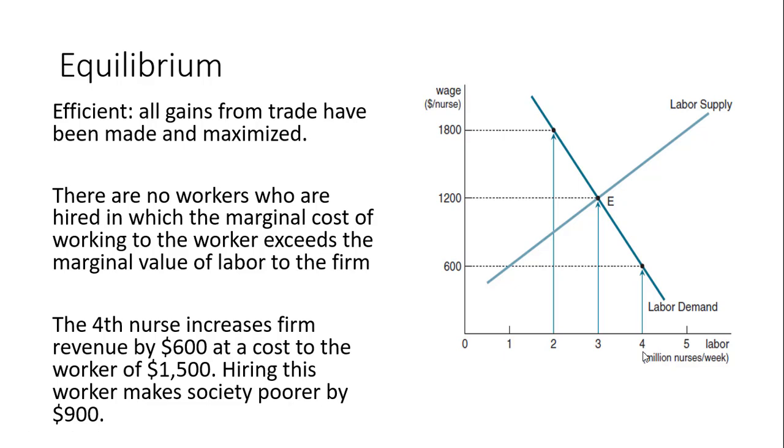The fourth nurse increases firm revenue, given by the height of the demand curve, by $600. At a cost to the worker, plug this 4 into the labor supply curve, would come across, and that would be $1,500. So it doesn't make sense from society's overall point of view to be hiring a worker that'll generate $600 of benefit at a cost to the worker of $1,500. So if you were to actually hire this worker, the society would overall be poorer by the difference, or $900, $1,500 minus $600.